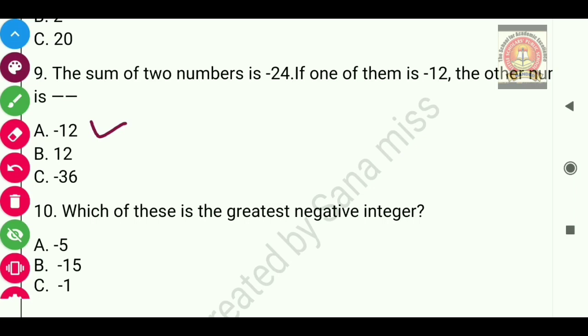Question number 10. Which of these is the greatest negative integer? Children, greatest negative integer. Here all the three are negative integers. And here minus 1 is the greatest among them. Minus 1 is the greatest negative integer here.